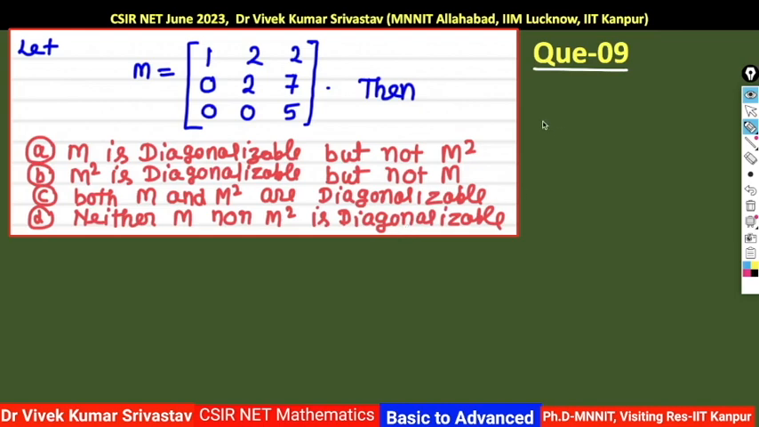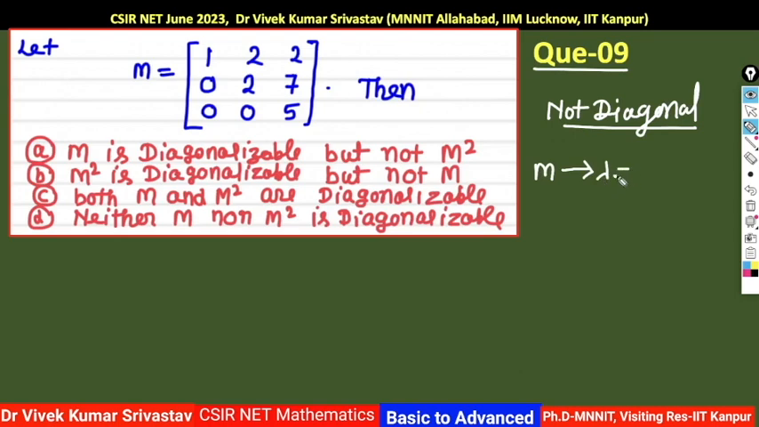Just try to understand there is a big difference between a diagonal matrix and a diagonalizable matrix. This matrix is not a diagonal matrix, but here they are asking about diagonalizable. This is not diagonal, but it may be diagonalizable. That is the important point. I will not discuss all the properties of diagonalizable matrices, but one thing is very clear. This matrix M is an upper triangular matrix, and we can predict the eigenvalues of this matrix.